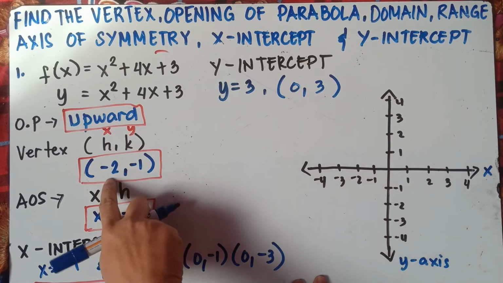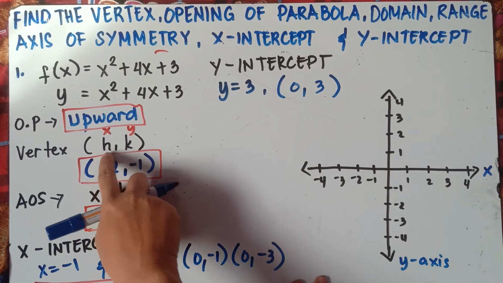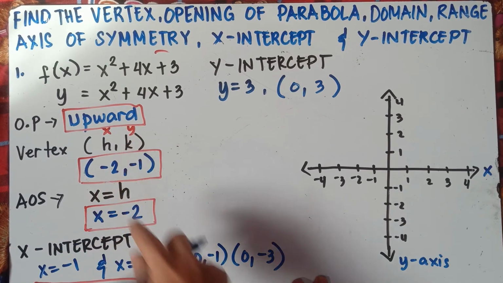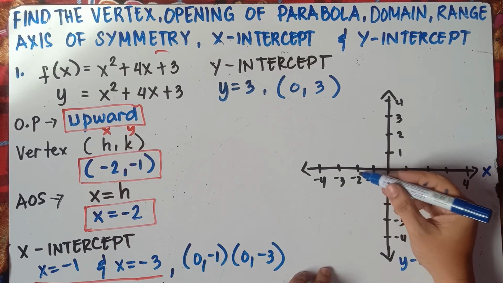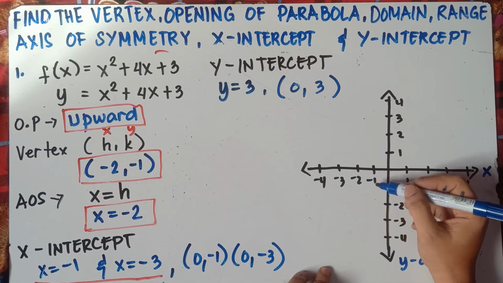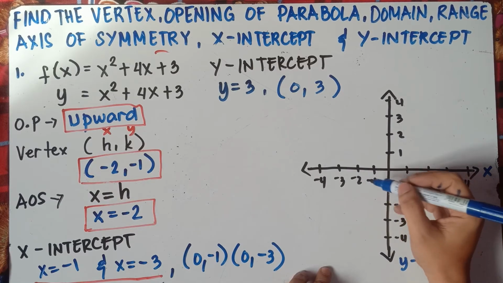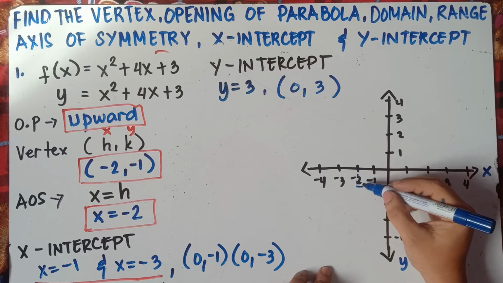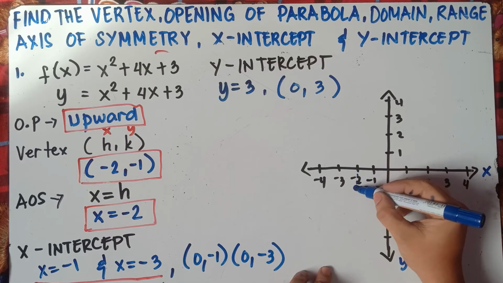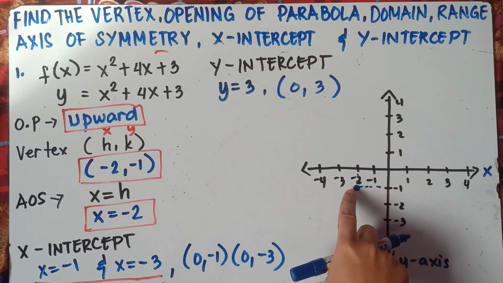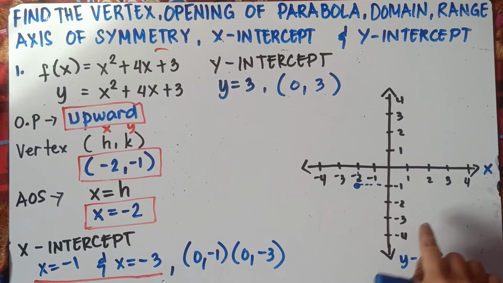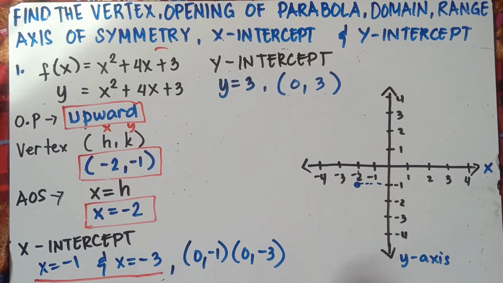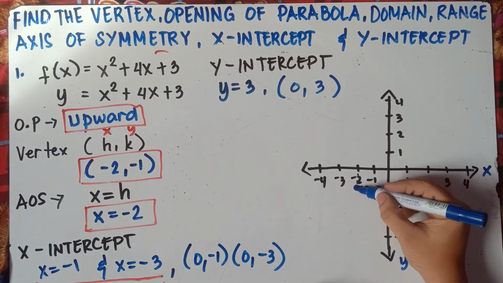So negative 2 for x. Once again, this is x and y, h and k for the vertex. Negative 2 for x, negative 1 for y. So negative 2 and negative 1. That's it. This will be our vertex, class. I hope you see this one, class. Negative 2 for x, negative 1 for y. So this will be our vertex.